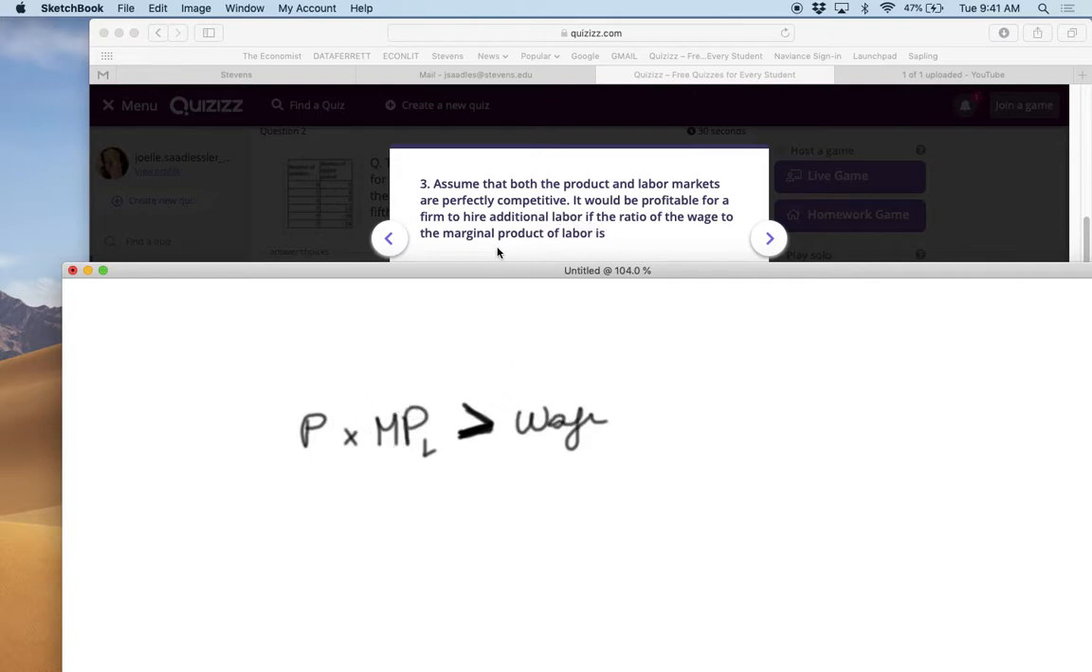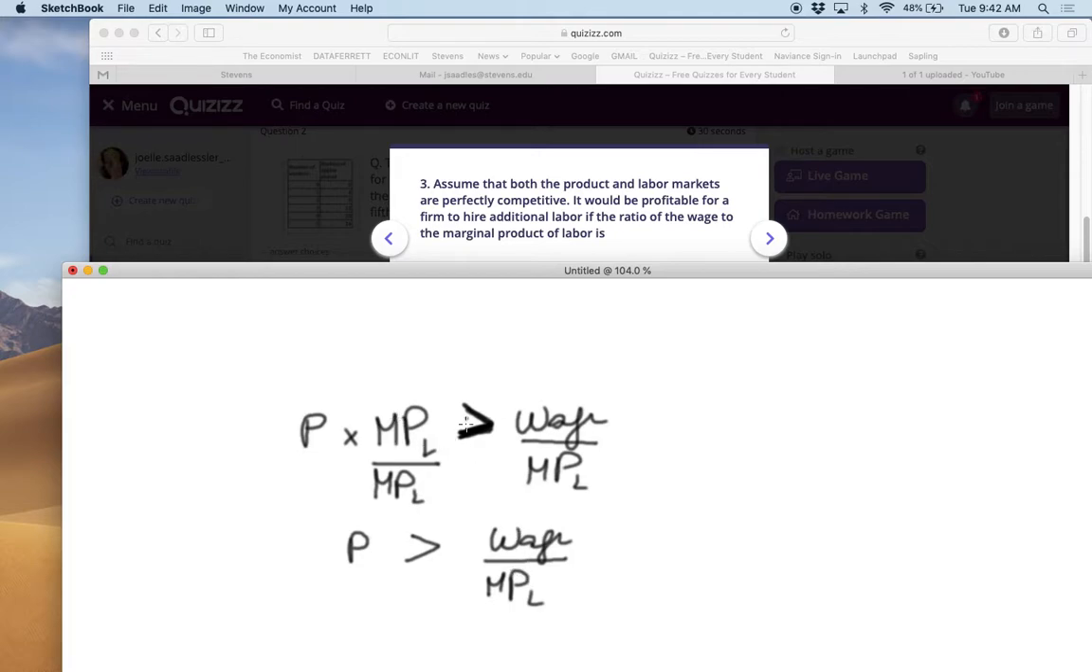If the ratio of the wage to the marginal product of labor, so they're reworking this equation, they're bringing the marginal product of labor over here. If we divide both sides by the marginal product of labor, then we have price is greater than the wage divided by the marginal product of labor, right?